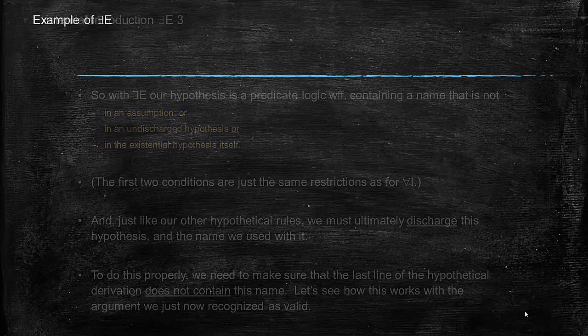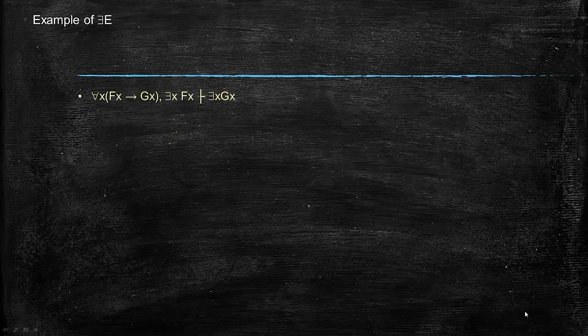So that's pretty abstract for now, but let's see how this works with the argument we just previously recognized as valid. So for all x, if f of x, then g of x, and there exists an x, f of x, let's show using existential elimination that it must be the case that there exists an x, g of x. So we take these two on as assumptions, and then our first move is to hypothesize for existential elimination, and just as in the other ones, there's no requirement to write this, it's just for our own benefit. We hypothesize for existential elimination f of a.